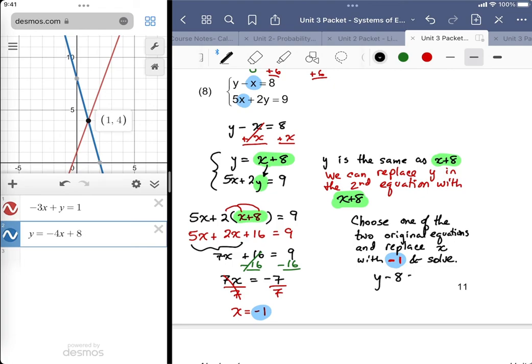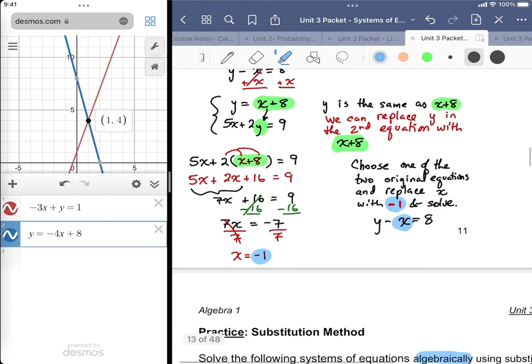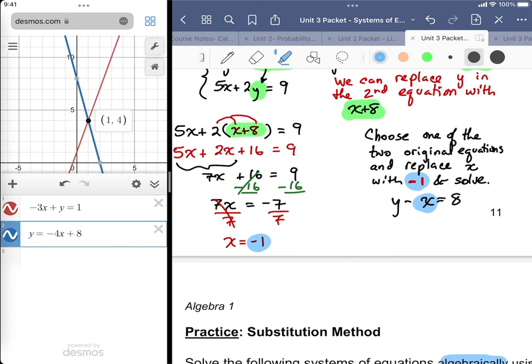Y minus x is equal to 8. Replace that x with a negative 1. The only thing you got to be careful about here is we got a double negative. There's a negative built into the equation, and we're substituting in a negative. Two negatives make a positive, so y plus 1 is equal to 8.